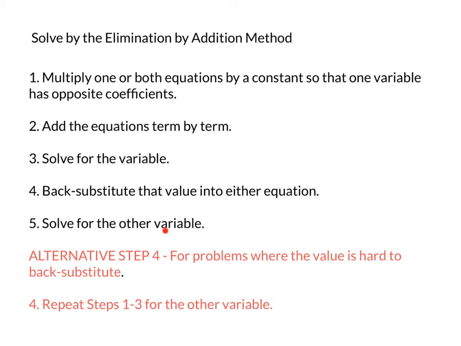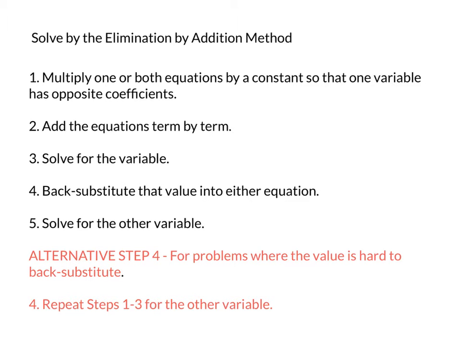What you can do instead is redo steps 1 through 3 and find the other variable that way. Okay, it's perfectly fine to do that. Some people do that all the time. They never back substitute. I use it when, like I said, step 3 results in me getting a number that I just do not want to plug back in. I don't want to deal with it. So I'll repeat steps 1 through 3 and solve for the other variable instead.